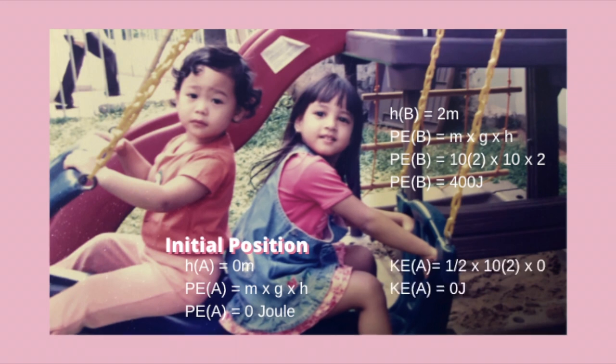For the kinetic energy, the formula is 1/2 times mass times velocity squared. I will be calculating the kinetic energy of point A, which is the initial position, so it will be 1/2 times 10 multiplied by 2 times 0, which is equal to 0 joules because we are not moving, or we are at rest. As for the kinetic energy for position B, when the potential energy is at its maximum, there will be no kinetic energy, or the kinetic energy will be 0 joules.